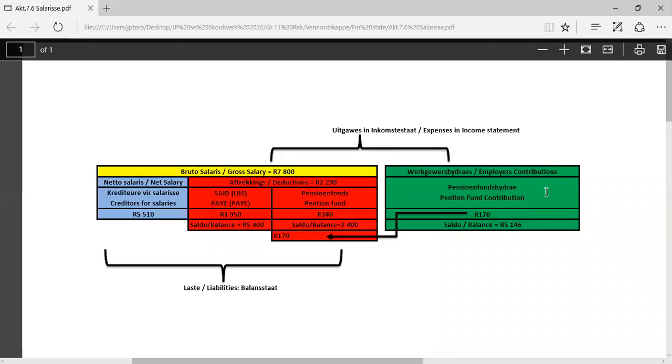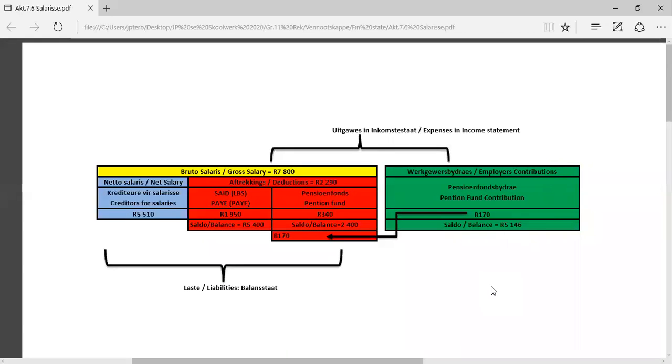Hallo graad 11. Die vorige video het gegaan oor die bateverkope en hierdie ene gaan oor die aansuiwering van die salarisse. Now this adjustment is one of the adjustments that's quite popular in question papers, and because you did salaries in grade 10, many of you might have forgotten how to do it. So I'm just going to quickly refresh your memory.